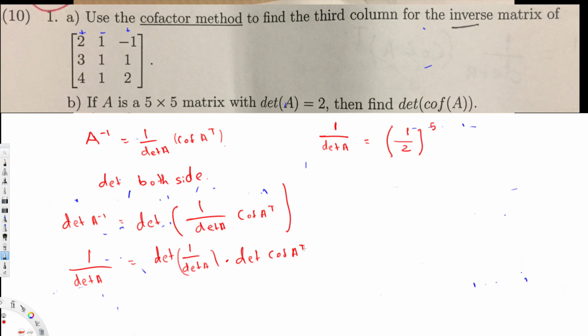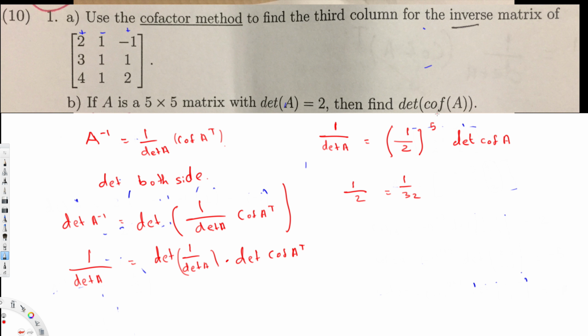Then the determinant of cofactor A transpose. According to the determinant rule, the determinant of any transpose is equal to itself. So the determinant of cofactor A transpose is equal to the determinant of cofactor A. That's the determinant rule: any transpose can be written as itself. And here I can plug in 1 over 2 to the power of 5, which is 1 over 32.